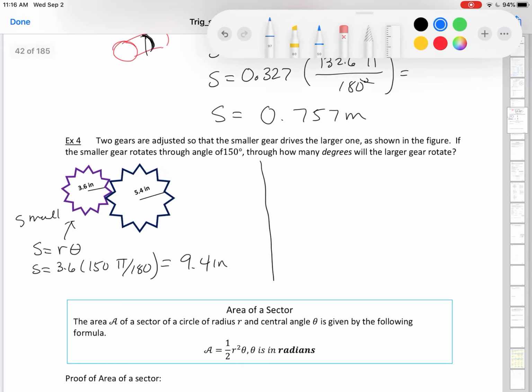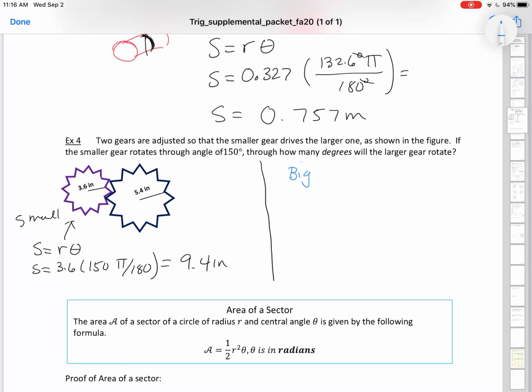So as I go to the big, I'll do it in a different color. So let's go look at the big one. Well, what we know is it traveled 9.4 inches, and we know its radius is 5.4. But we don't know the angle that was moved. And so we just solved this. This is 9.4 divided by 5.4. And we get 1.74 is equal to theta.